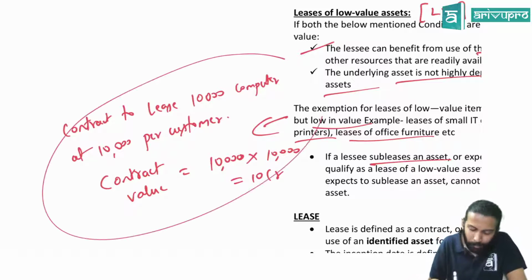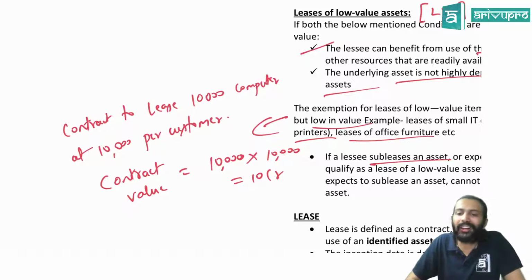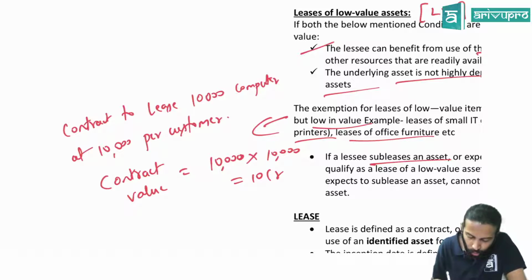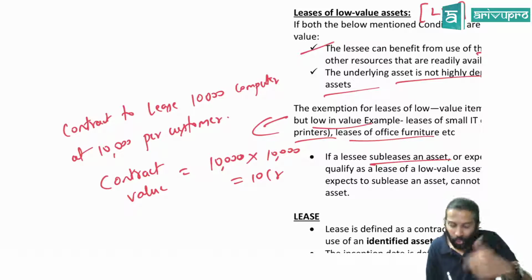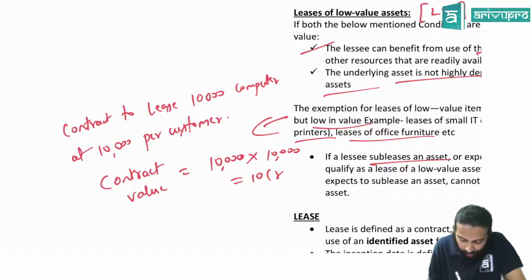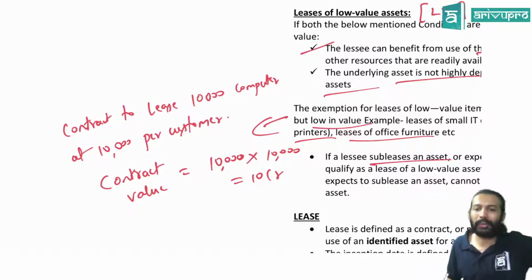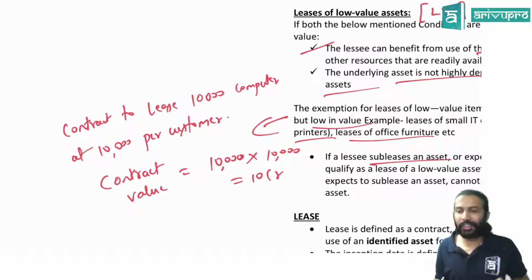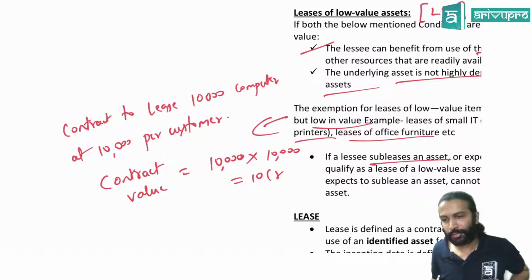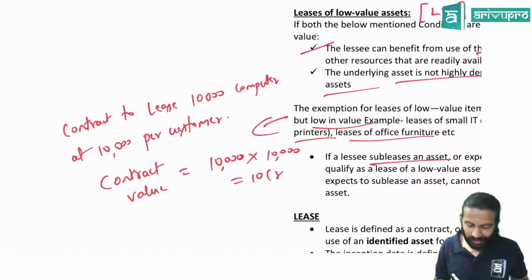So such a type of components can be treated as LVA. Fair enough? They are huge in number, 1,000 computers. Huge in number, but low in value. Value means don't take the contract value; you take the per unit value. Fair enough? The number of items is more, but their value is lower. So the LVA exemption is given to capture those assets. For those assets also, you can use the LVA exemption.